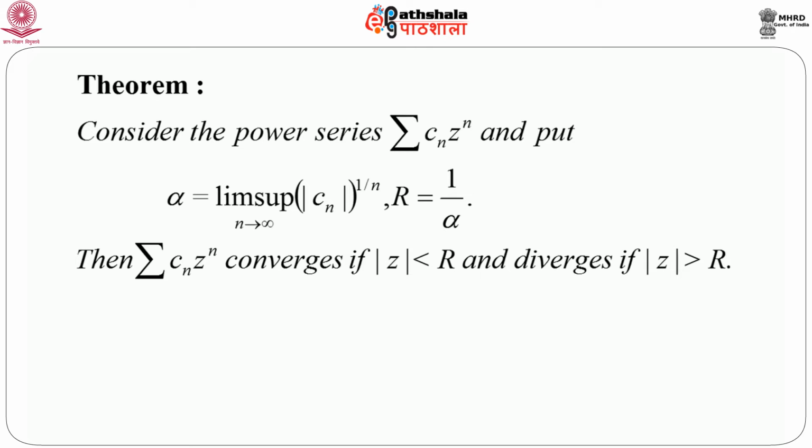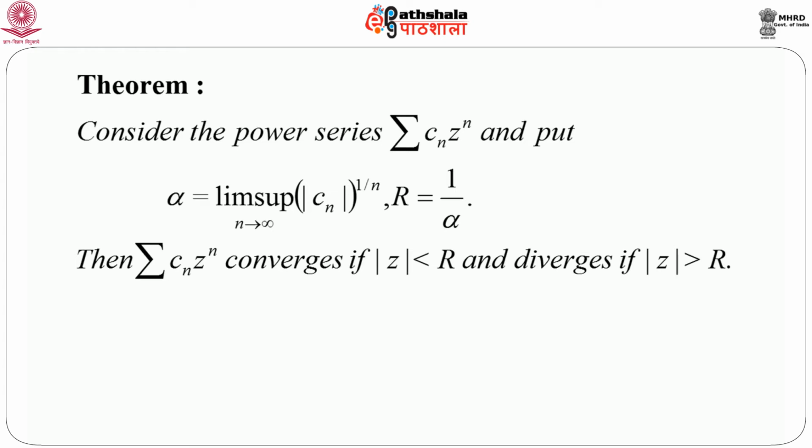So consider the power series summation Cn z to the power n, and, like the root test or ratio test, alpha equals lim sup as n goes to infinity of modulus of Cn, whole to the power 1 by n. This is actually lim sup, exactly like the root test. In the ratio test also we have used lim sup, but that is a lim sup of ratios of two numbers, and we define capital R as 1 by alpha.